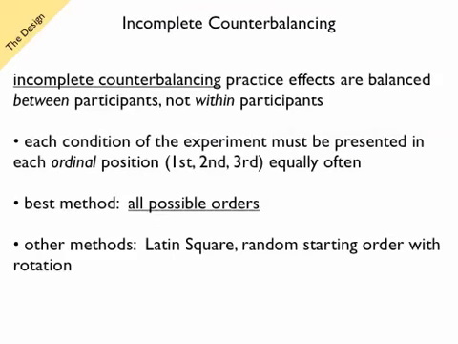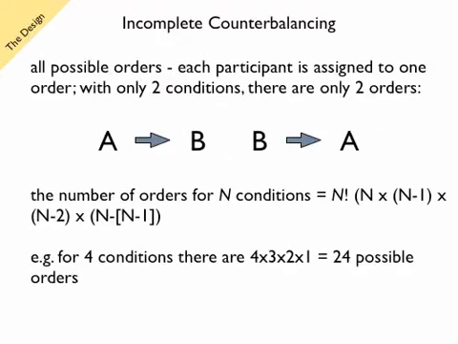Incomplete counterbalancing is when the practice effects are balanced among or between participants, not within participant. And so each participant experiences only a single order, but those orders are different for different people. The best possible method is all possible orders, and I will show you one problem with that. There's another method that is called the Latin square, and I will show you how to do that in detail in a separate video that I'll go ahead and post. So, incomplete counterbalancing, two types that I'll discuss. One is all possible orders, and this is when each participant is assigned to a single order.